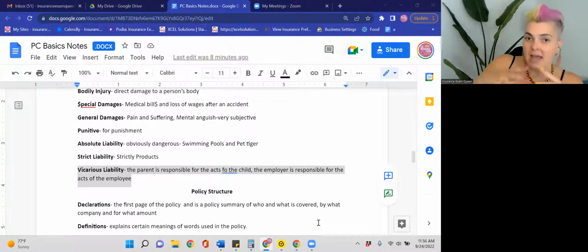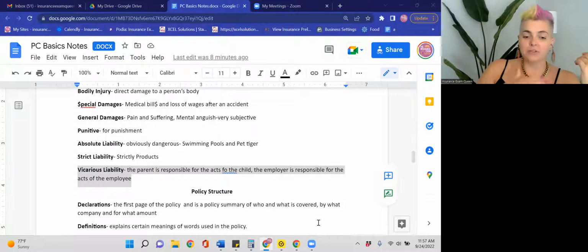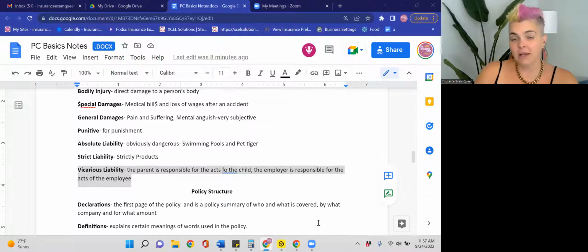Whatever the employee, like even just vicarious, who has the most money, who is more likely to pay. So if a child goes into a museum and breaks all the stuff, the child doesn't have money, the parent does. The parent is responsible for what the child does, so the parent would need to pay. So vicarious liability says the parent is responsible for their child, the employer is responsible for their employee.